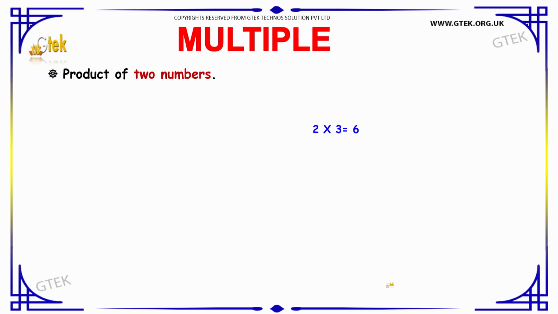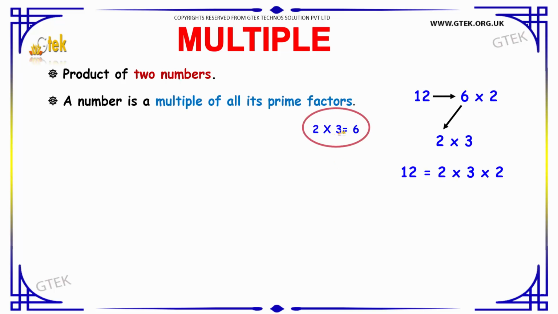Next we are going to see about multiple. A multiple is the value that you get as a product of two numbers. So 6 is the multiple of 2 and 3. A number is said to be a multiple of all its prime factors.